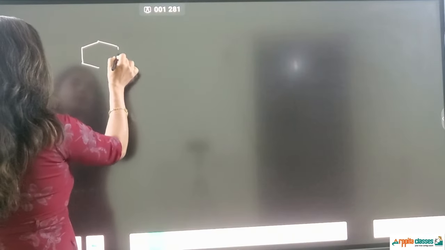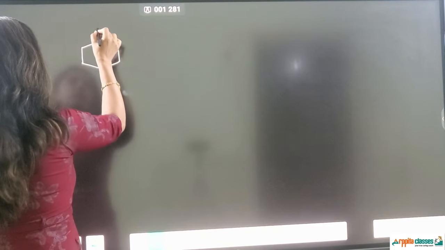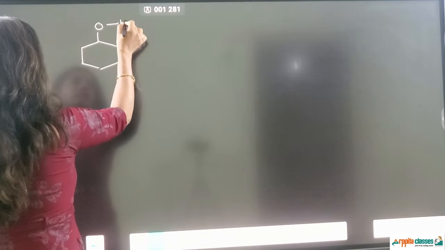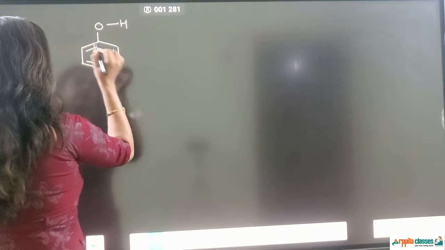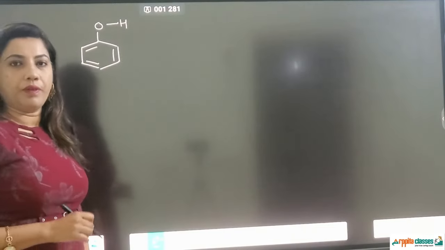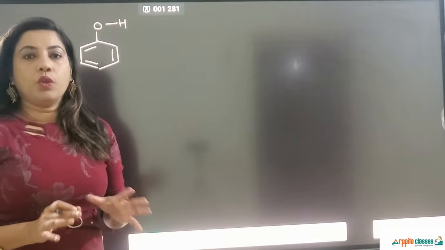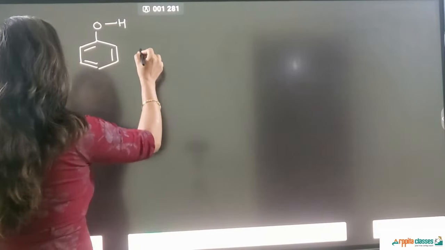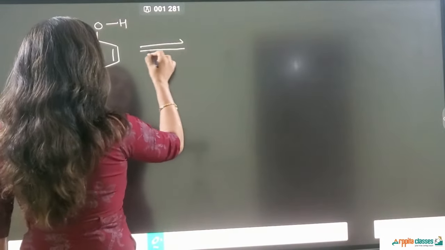Another thing we can see, suppose we are talking about phenol. Okay, let's take the example of phenol. So phenol is also acidic in nature. How is it acidic in nature?